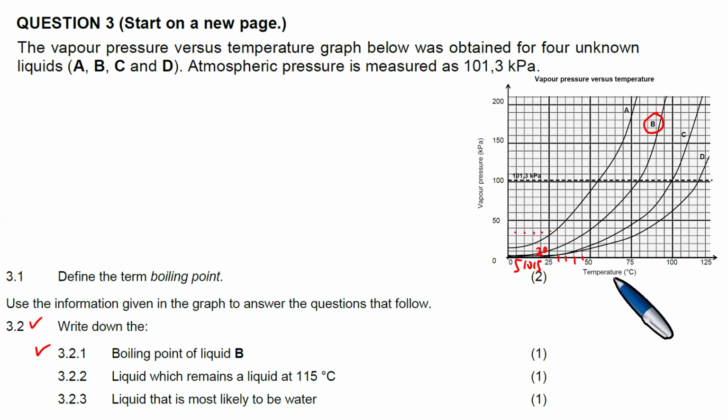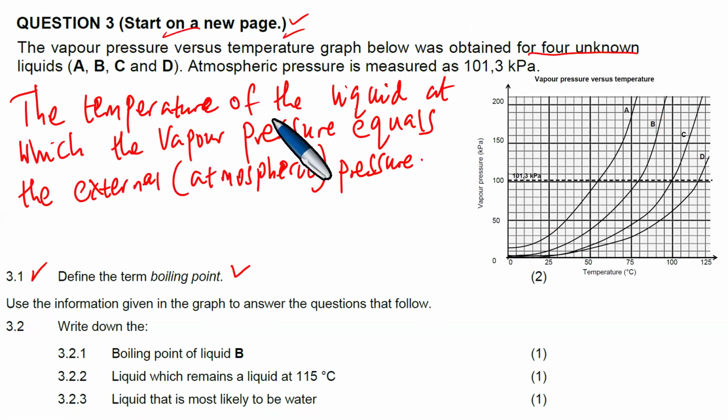So now the question becomes, what is the boiling point of liquid B? You need to look at this question very carefully and look at the vapor pressure. We defined the boiling point as the temperature of the liquid at which vapor pressure equals external atmospheric pressure. So this is the vapor pressure graph.